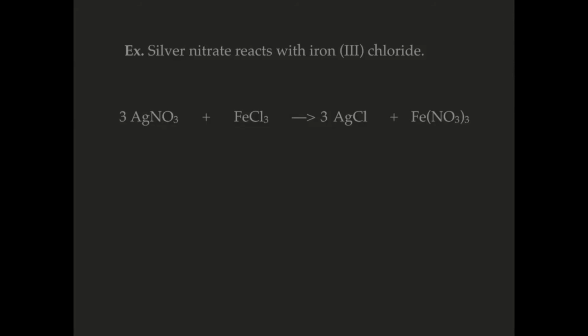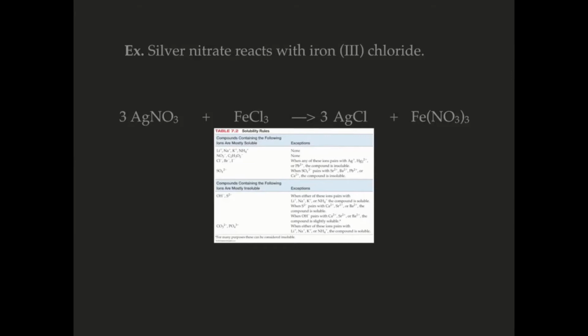Now I've got to use my solubility rules. If you look back at that table, silver nitrate is soluble because all nitrates are soluble. Iron chloride is soluble because it's not one of the exceptions. AgCl, if you look, chlorides are soluble except when they're paired with silver. So that's an exception, meaning instead of being soluble, it's going to be insoluble. And iron nitrate, because all nitrates are soluble, that will be soluble.